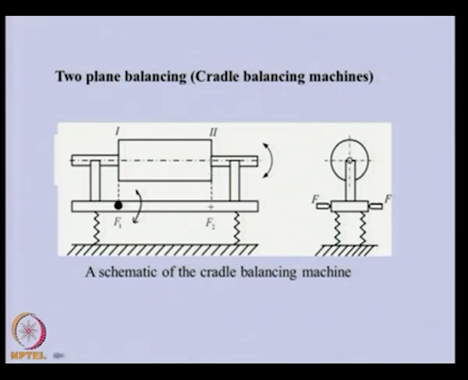Now, in the second case we will fulcrum here, and we will do the same experiment to find out the location and the magnitude of the correction mass required in plane 1. So, like that we can do balancing of this particular rotor using the hit and trial method.